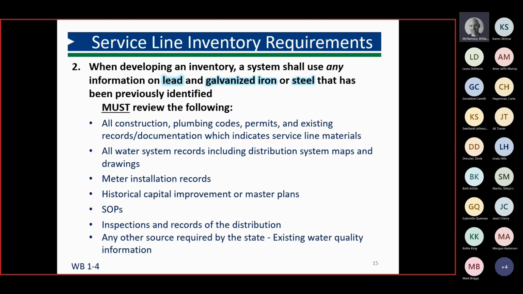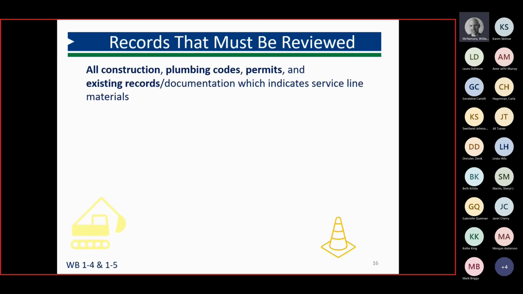So in Pennsylvania's existing lead and copper rule, we do say that water systems should look at existing water quality information when putting together their materials evaluation. So we just are kind of carrying that one over because it's in our current rule. So now I'm going to talk about each of these in more detail and how they can help water systems figure out what the service line material is.